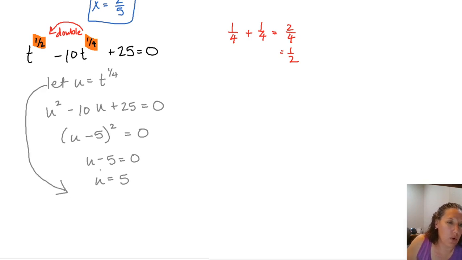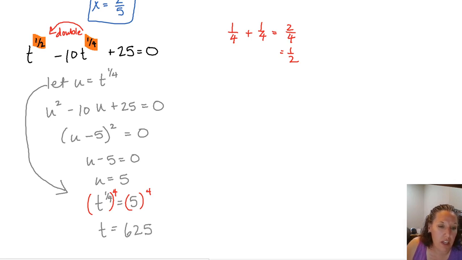Plugging that back into our substitution, we get t to the 1/4 is equal to 5. And then to get rid of that 1/4 power, we want to raise everything to the 4th power on each side. And 5 to the 4th power is 625. We do want to check this one, because since we raised this to an even power, we could have introduced something that was negative, introduced an extraneous solution. So I'm going to go ahead and check this one.